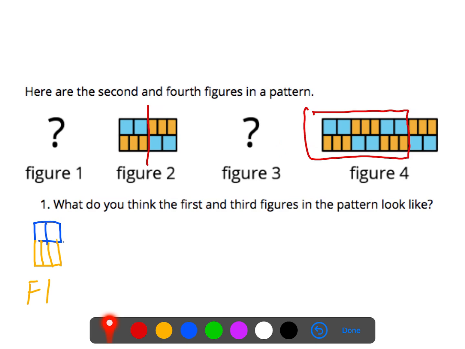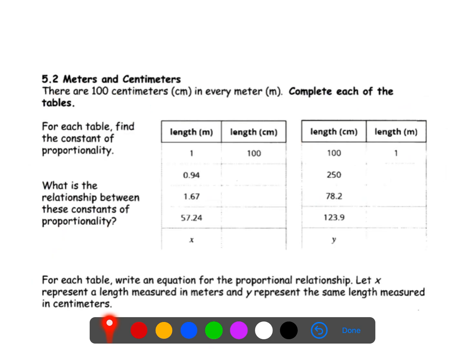All right, let's look at some proportional relationships. This says that 100 centimeters for every meter is the conversion that we're using. We did one similar to this earlier in the unit, but that might have been with meters and kilometers. So we're going to look at the tables. The first thing it asks us to find is the constant of proportionality for each table. Then it wants to know the relationship between the constants of proportionality.